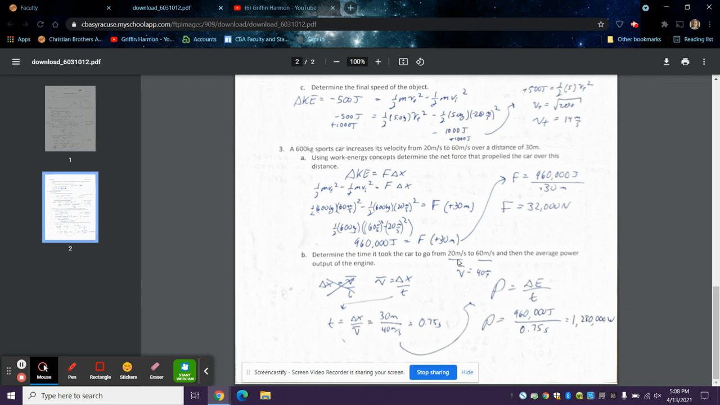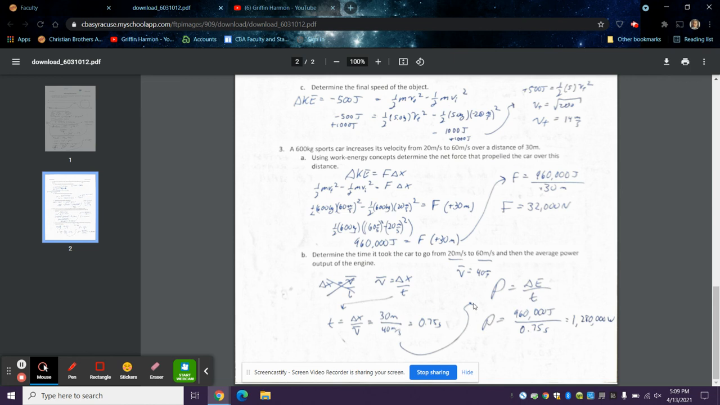Now, determine the time it took the car to go from 20 to 60 meters per second. We just have to use some kinematics here. Average velocity is displacement over time. The average velocity here is 40 because it's 20 plus 60 divided by 2. So the time is 0.75 seconds. So all we have to do then is power equals change in energy over time. It's changing by 960,000 joules in 0.75 seconds. So that's 1,280,000 watts.